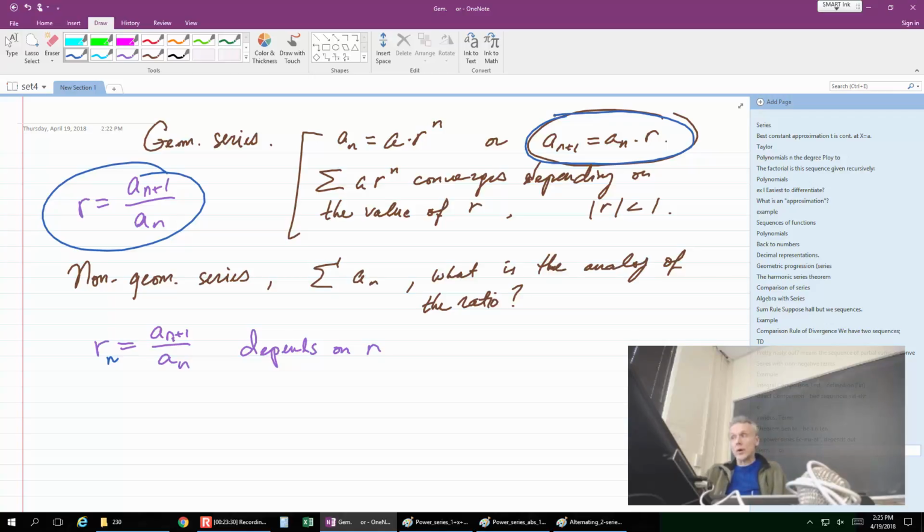So that is why we end up with this condition over here. Every time, the next element should be smaller than the previous one. That's why the ratio has to be less than 1. We can use that idea similarly for non-geometric series. The only problem is that it now depends on n. So in effect, instead of a number, we end up with a sequence.